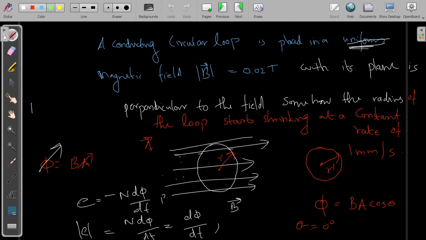So this is the magnitude of the induced EMF when the circular loop is shrinking. At this instant of time we have r equal to 2 centimeter, and the examiner is asking you to find the induced EMF at this instant. We have found it to be E is equal to 2.5 microvolt. So that is our example problem, and that is how to solve it.